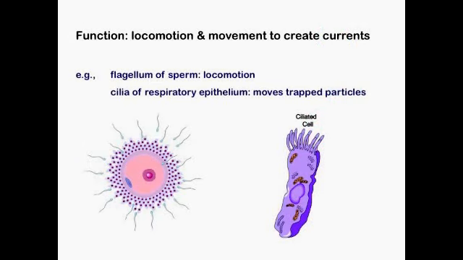Ultimately, their function is for locomotion and movement to create currents within the body. The flagellum is found on sperm for locomotion. Cilia, we're going to see lots and lots of cilia when we study the respiratory epithelium, and you can see that it covers the surface of columnar cells there that then move trapped particles through the mucus layer to sites where they can be broken down and removed.